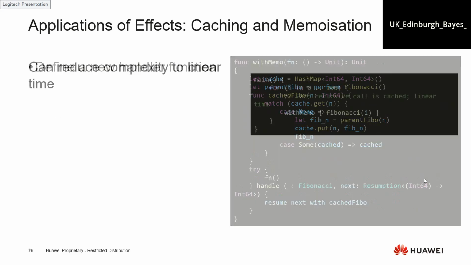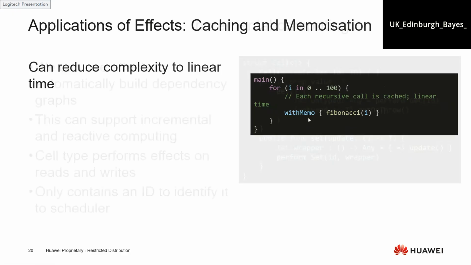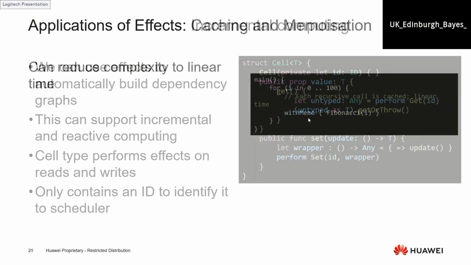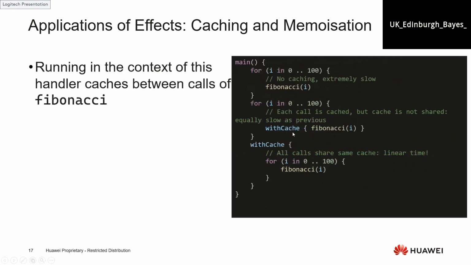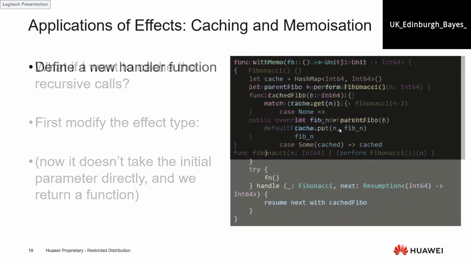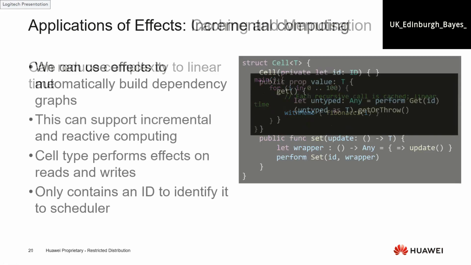This is more memoization rather than caching, really. But each recursive call is much faster again. Before, this was identical in terms of performance, but now we have changed the handler slightly, and we end up with this. This is equally as performant as having to look within it. Okay.